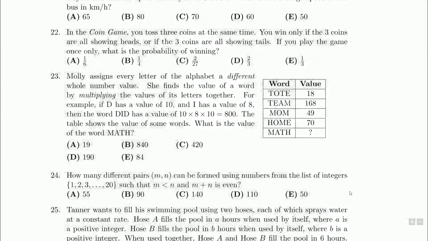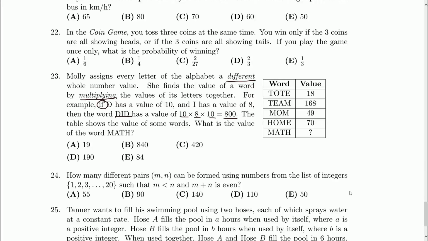We're going to be looking at question number 23 in this video, question 23 on our 2010 grade 7 Gauss. Molly assigns every letter of the alphabet a different whole number. She finds the value of a word by multiplying the values of its letters together. For example, if D has a value of 10, and I had the value of 8, then the word did would be 10 times 8 times 10, or 800. The table shows the value of some words. What is the value of the word math?